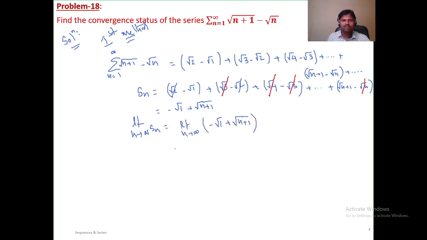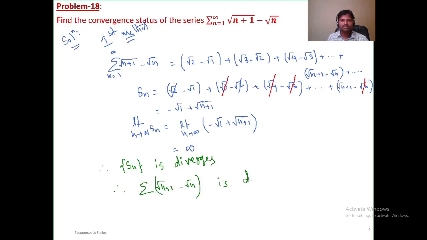This will be, what will we get? Infinity you will get. So therefore, what can I say in conclusion? The sequence of nth partial sum Sn diverges. Once the sequence of nth partial sum diverges, therefore the corresponding series also diverges. Minus root n. So this is by basic definition I am concluding it diverges. So this is without using limit comparison test.